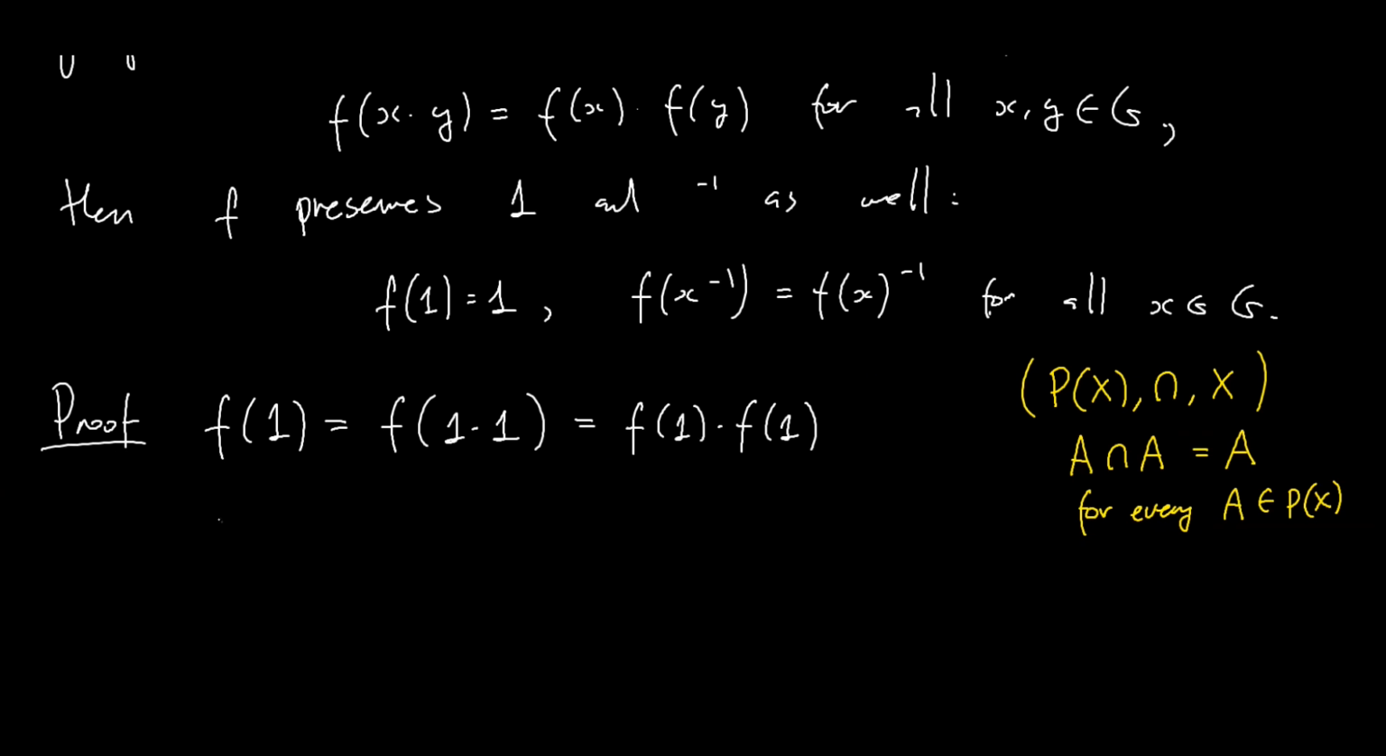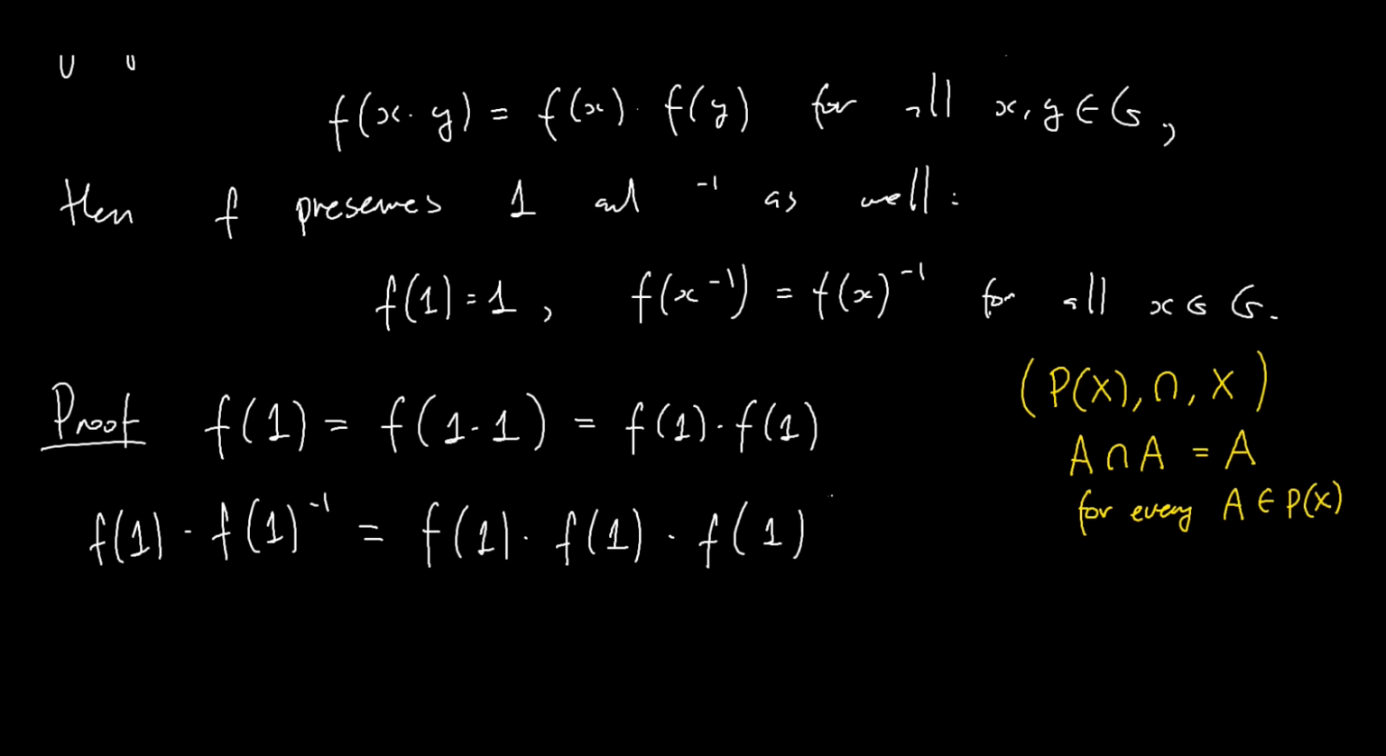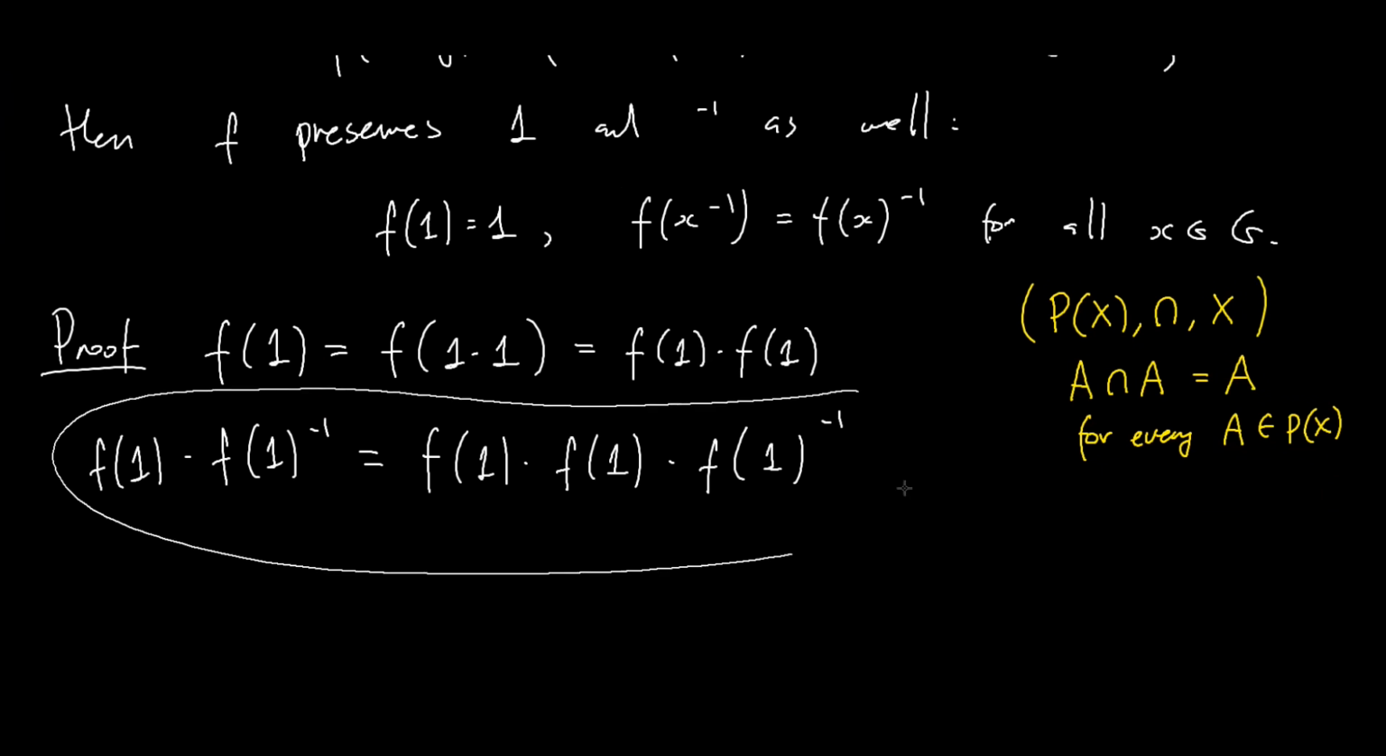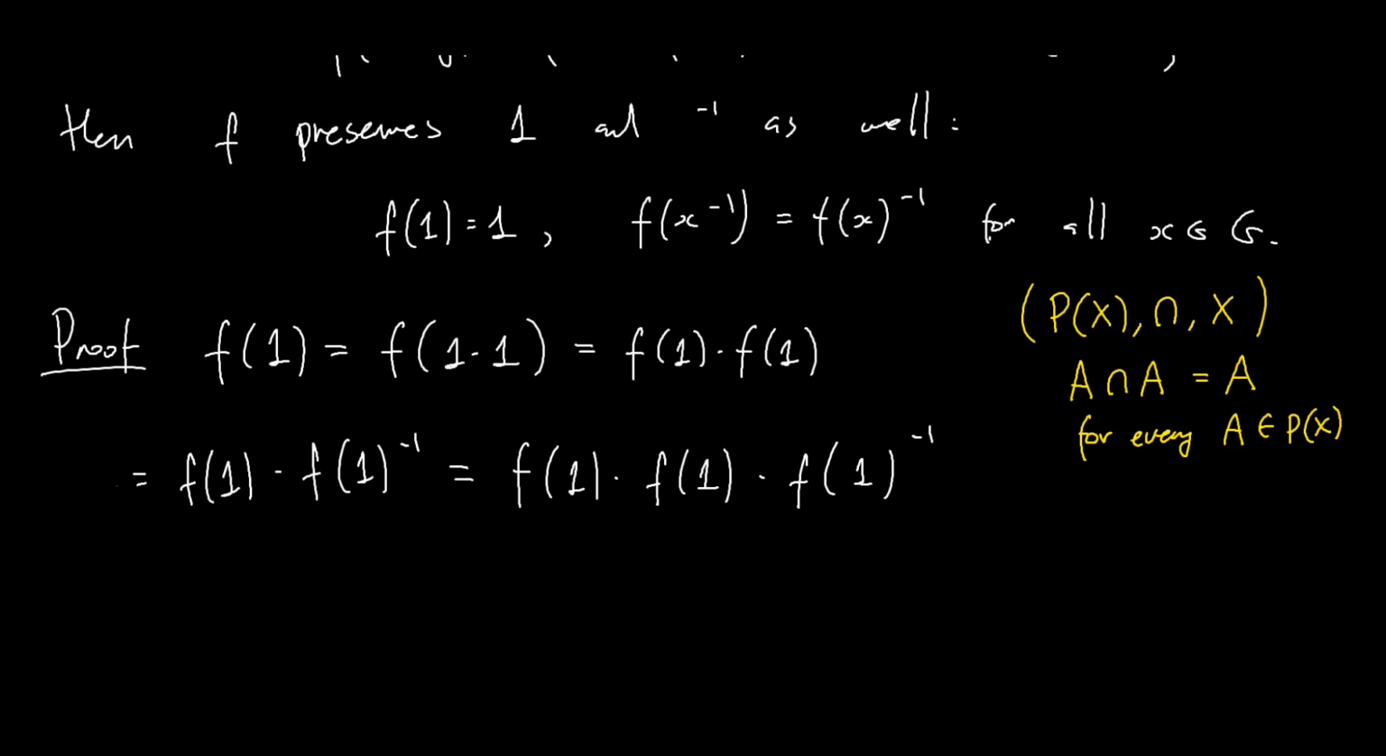So we multiply both sides by the inverse of f of 1. Then on the left side, we'll get f of 1 times that. On the right side, we'll get that. Of course, because the operation is associative, I don't need to worry about the brackets here. And then on the left side, we get 1. And here, these two give us 1. So we get f of 1 times 1, which then gives us f of 1. So that's how we prove that f of 1 is equal to 1. And once we know that f of 1 is equal to 1, after that, the other one is not difficult to prove.